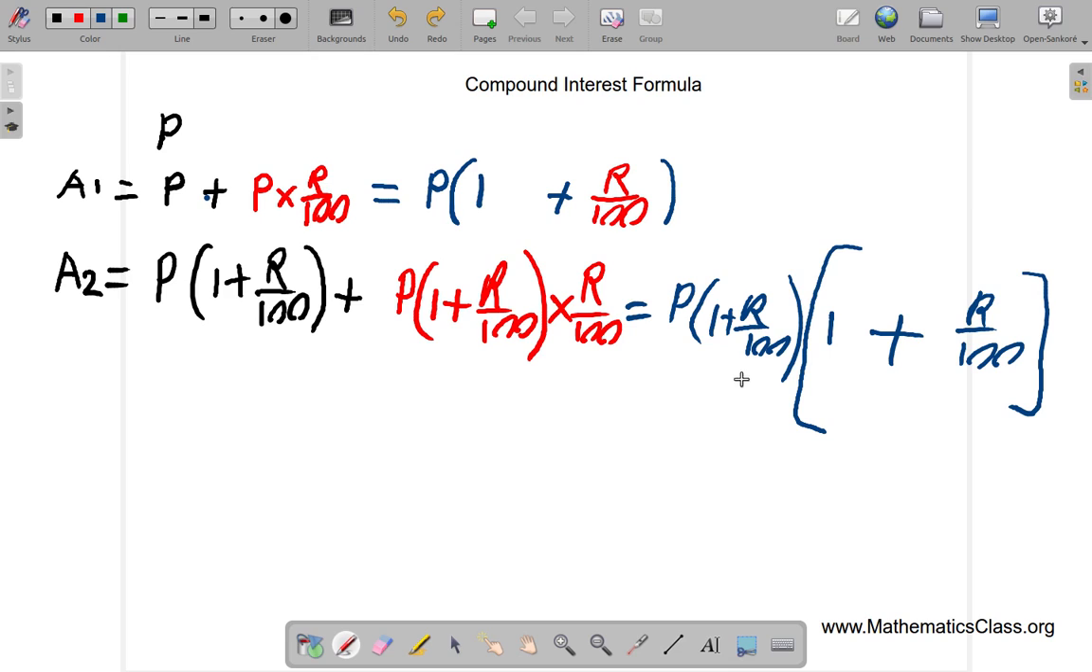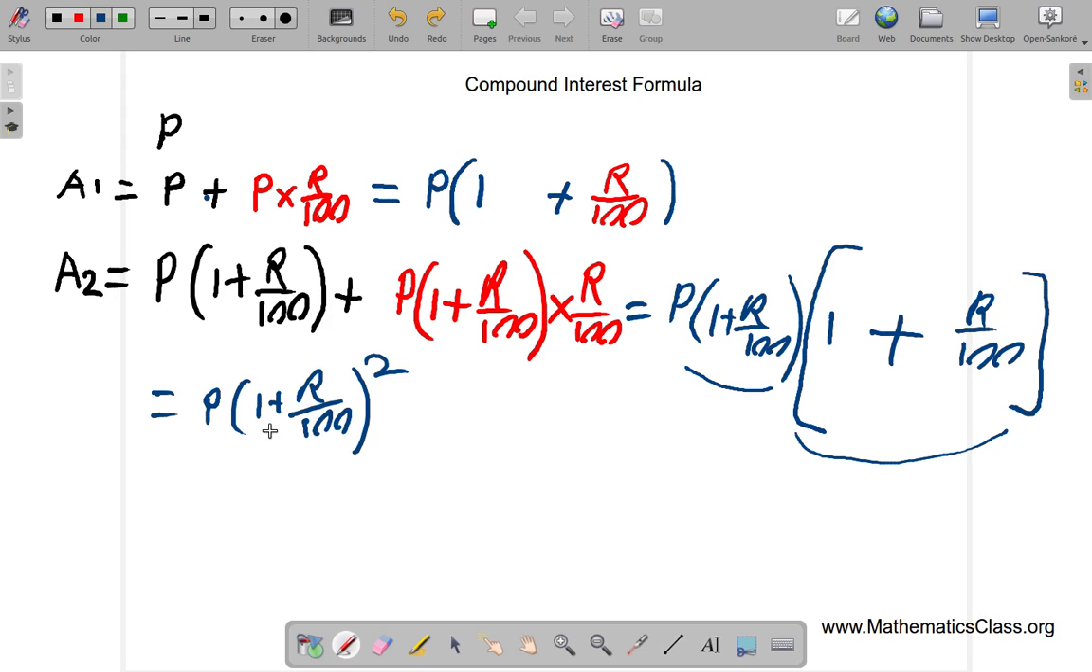But then you realize that what you have here is 1 plus r over 100 multiplied by 1 plus r over 100, which is the same as 1 plus r over 100 squared. So you have P multiplied by 1 plus r over 100 squared. That is the amount of money you have upon your second payment of interest.